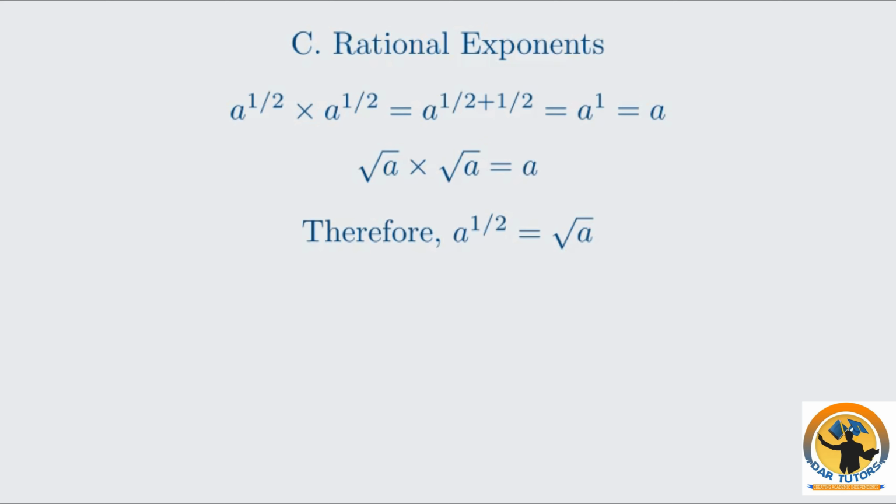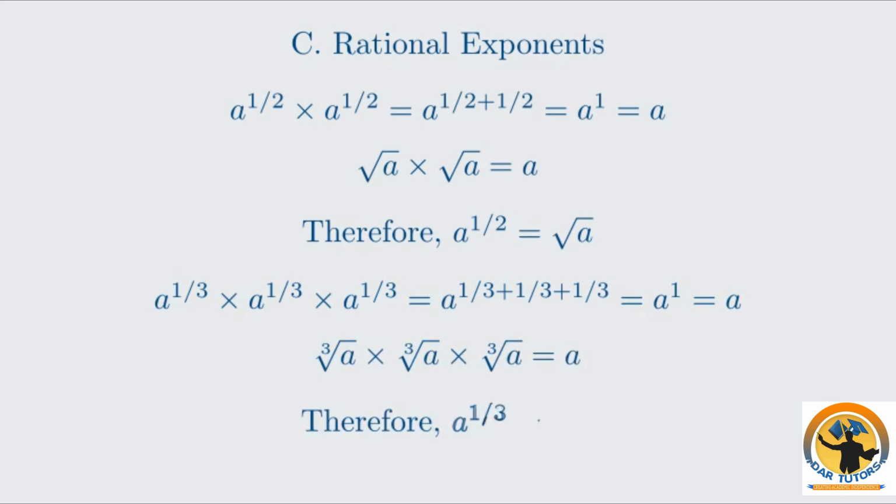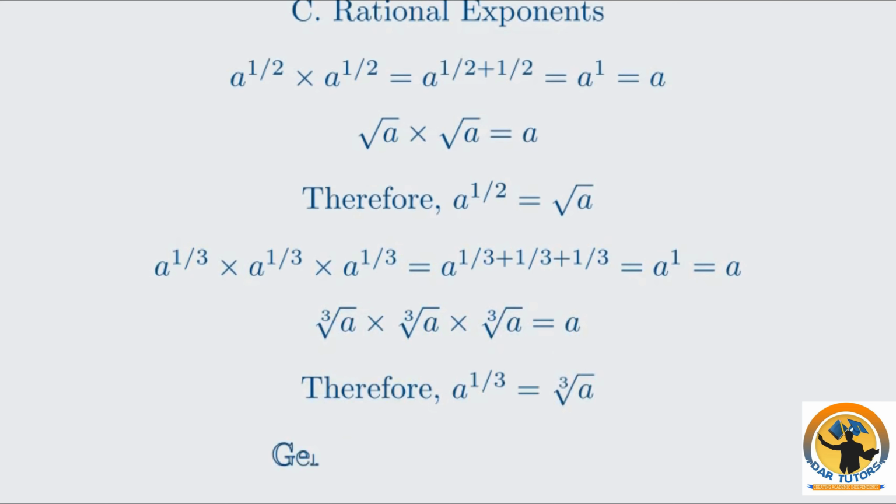What about a to the power of 1/3? If we multiply a to the power of 1/3 by itself 3 times, we add the exponents. 1/3 plus 1/3 plus 1/3 equals 1. So a to the power of 1/3 cubed is a. Similarly, the cube root of a multiplied by itself 3 times also equals a. This leads us to conclude that a to the power of 1/3 is the same as the cube root of a. In general, for any positive integer n, a to the power of 1 over n is the n-th root of a. The denominator of the rational exponent tells you the index of the root.